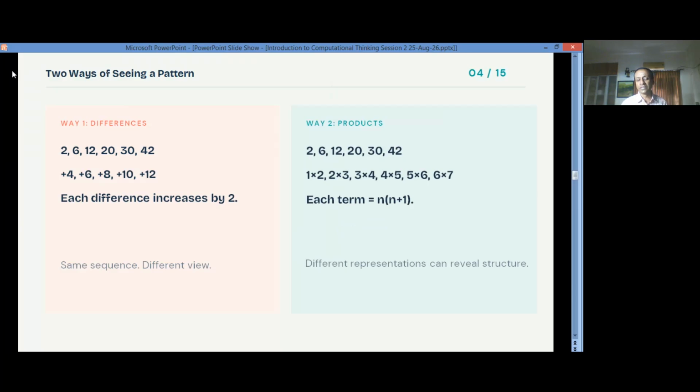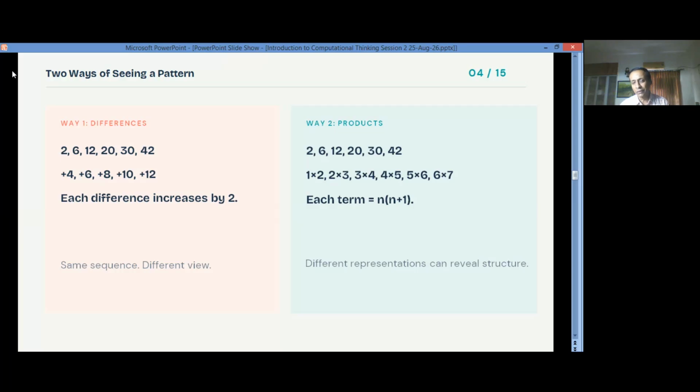As you could see, the first method is plus 4: 2 plus 4 is 6, 6 plus 6 is 12, 12 plus 8 is 20. That is one way to explain the pattern. Now, how do you represent the same pattern differently? That is the second method. So 1 into 2 is 2, 2 into 3 is 6, 3 into 4 is 12. So the third number is 3 into 4. The fourth number is 4 into 5. The fifth number is 5 into 6. The sixth number is 6 into 7.